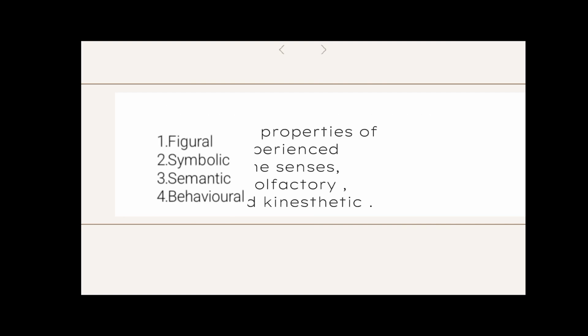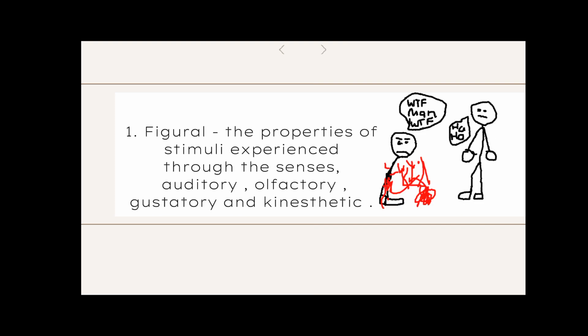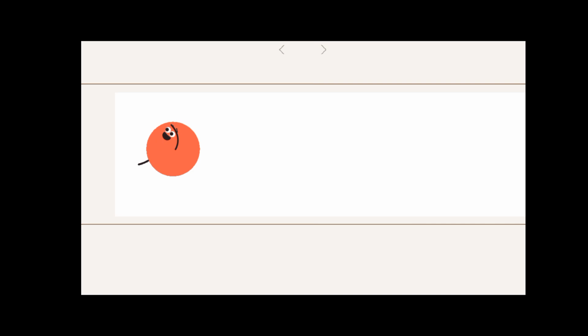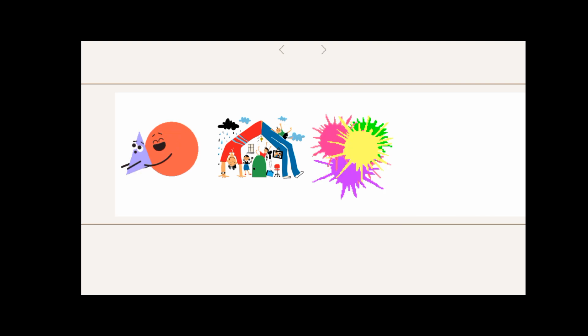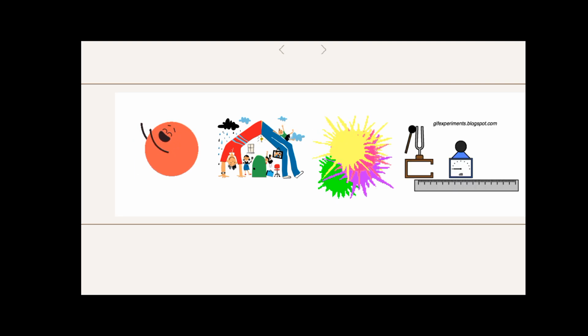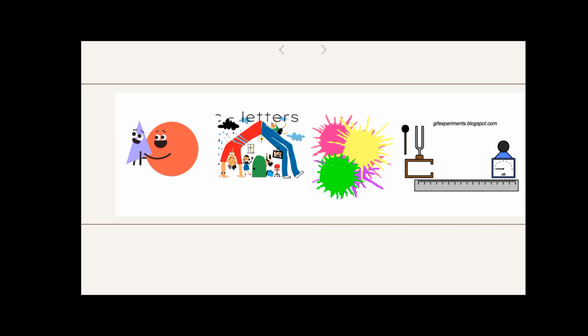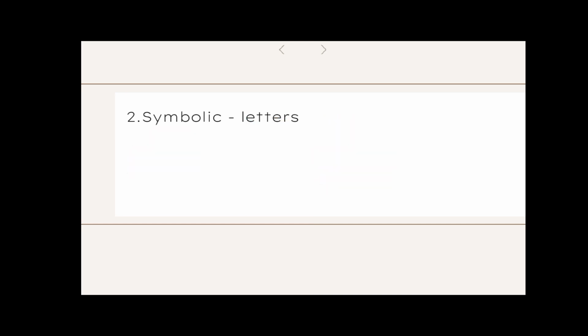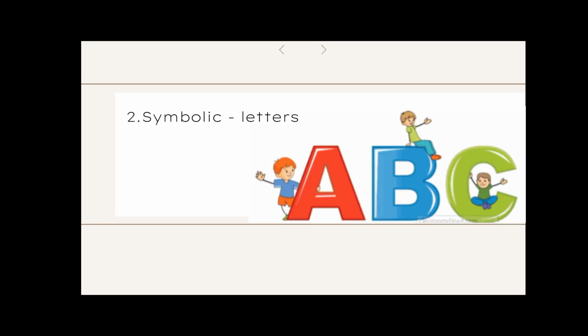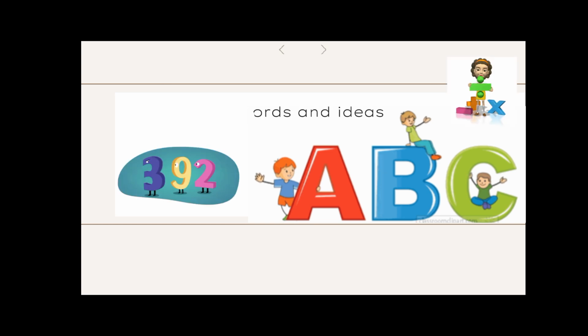First, the figural, or the properties of stimuli experienced through the senses of visual, auditory, olfactory, gustatory, and kinesthetic. For example, shapes and forms, sizes, colors, sounds, taste, temperature, intensity, and volume. That is the example of figural. And second, the symbolic, or letters, numbers, symbols, and designs.